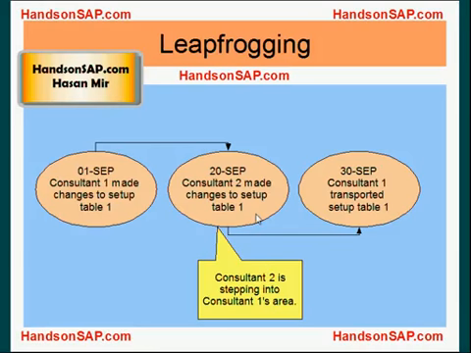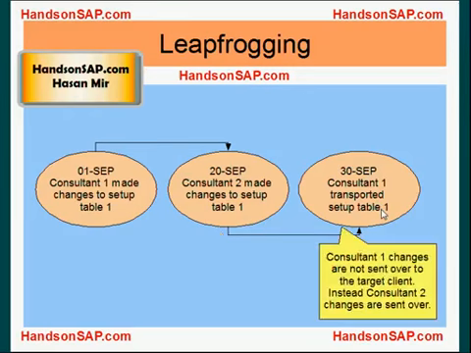Now, on 30th September, consultant 1 is supposed to transport all his settings of table 1 to some other client, and he is basically unaware that another consultant has made changes to his table. Consultant 1 transported the setup of table 1. Now, this brings a problem. Consultant 1's changes are not sent over to the target client. Instead, consultant 2's changes are sent over. Why? Because consultant 2's changes were done more recently.